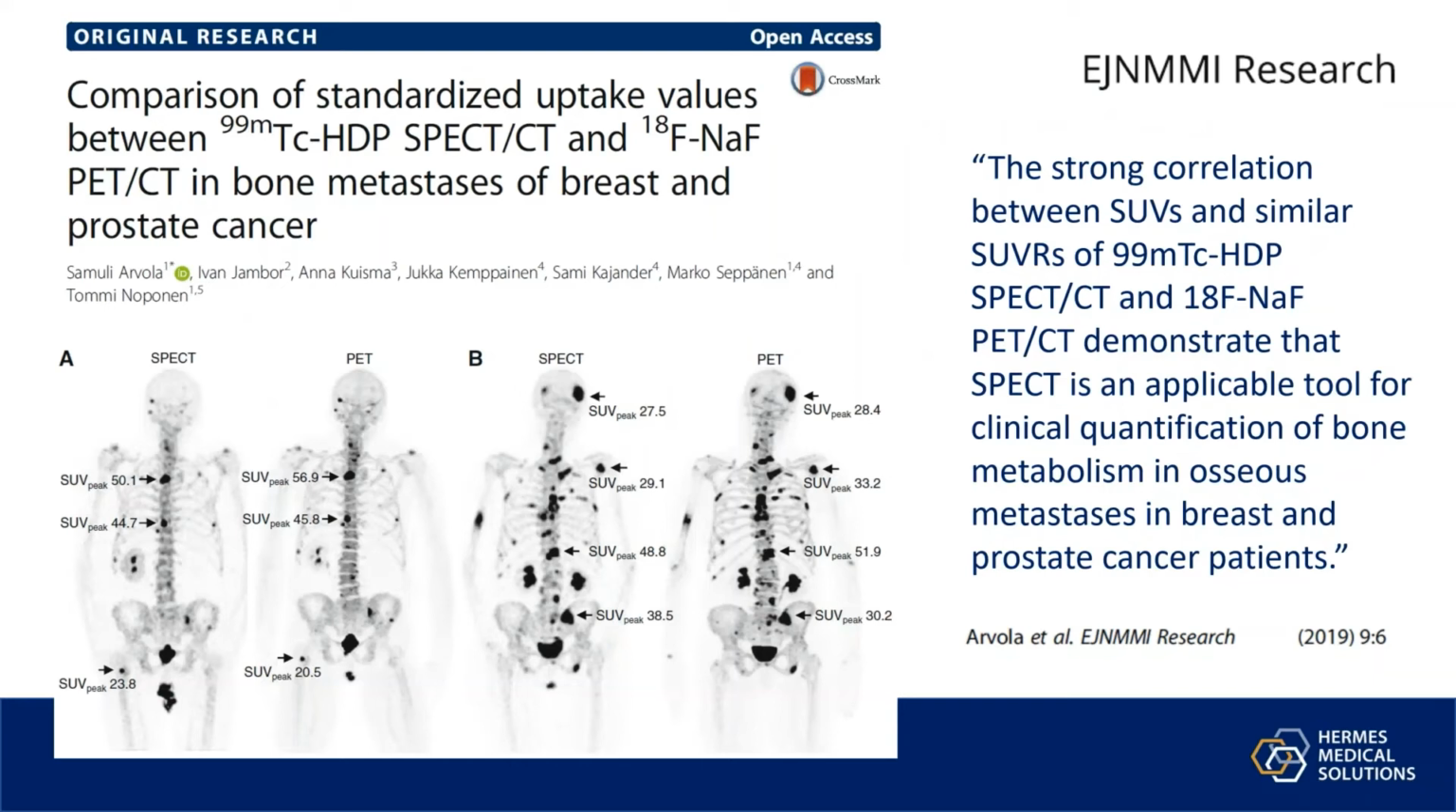This study here is a really nice application of SUV SPECT. Again, from Finland, they are way ahead in this regard. We're comparing SUVs between technetium bone scans and fluoride PET for bone metastases of breast and prostate cancer. We've got two patients, SPECT on the left-hand side and PET on the right-hand side for the two patients. You can see just visually a nice correlation between the images, and they find a strong correlation between SUVs for the SUV SPECT bone and for the fluoride PET.